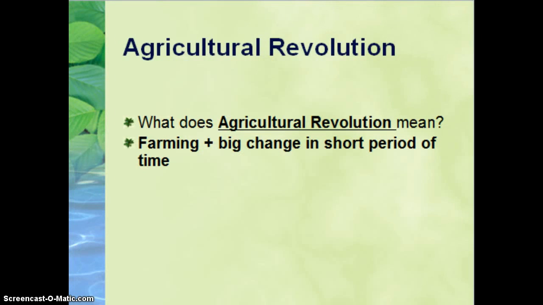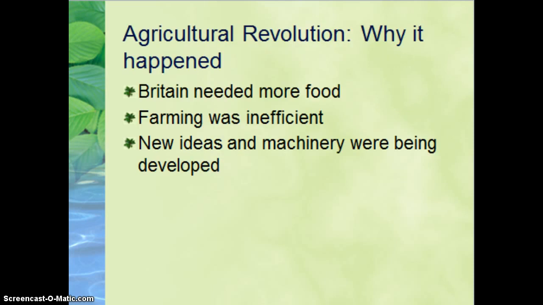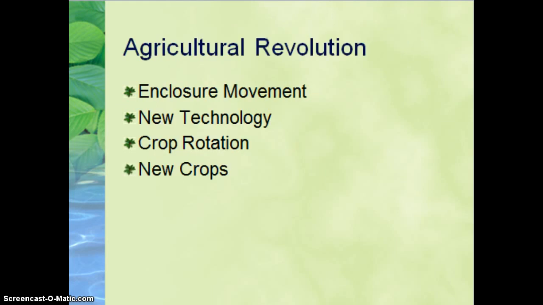So if we think about the agricultural revolution in the same way that we defined industrial revolution, agricultural refers to farming and a revolution means a big change in a short period of time. So we are looking at big changes to farming in a short period of time. It happened because Britain was in need of more food, the farming methods were inefficient, and new ideas and machinery were being developed. There are four things that happened in the agricultural revolution that you'll learn about here.